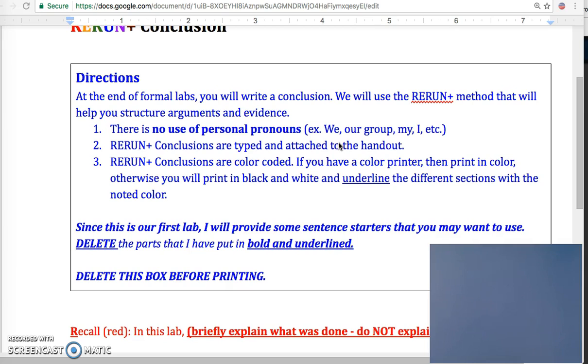Okay, so the rerun plus conclusions are typed. You're going to be typing this document and attaching it to your handout. So you have your handout, and then behind that will be the conclusion. Once again, the conclusion is the end piece, so it should be in the back, not the front.